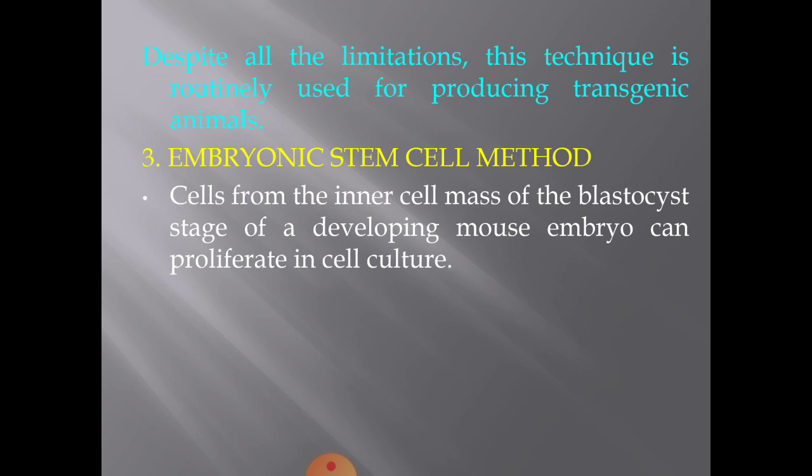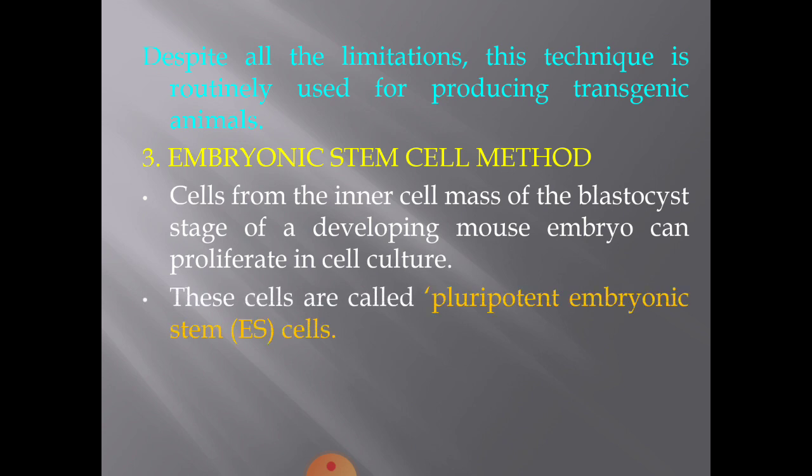Let us see. Cells from the inner cell mass of a blastocyst stage of a developing mouse embryo are taken and made to proliferate in cell culture. What you have to do is take the blastocyst stage of a developing mouse embryo, identify the inner cell mass, take them out, and culture them. They proliferate in the culture. These cells are called pluripotent embryonic stem cells, ES cells.